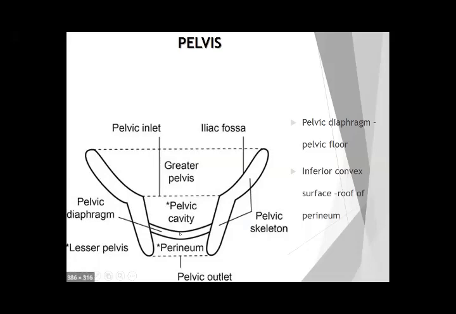The pelvis inferiorly is closed by the pelvic floor, made up of levator ani. It is concave on the upper side, and it is convex inferiorly. This convex inferior surface forms the upper boundary of the perineum. So below the levator ani, the fascia covering the inferior surface of the levator ani, we have the perineum.